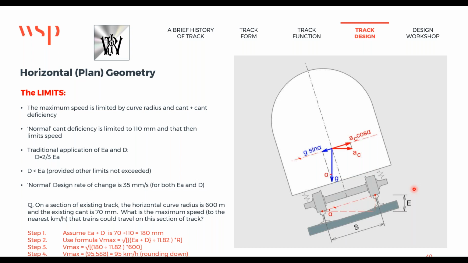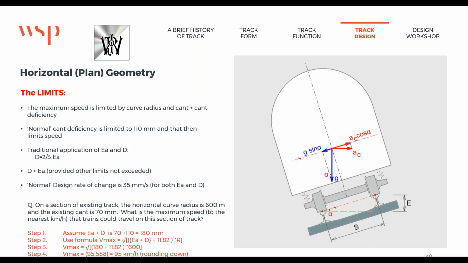Now, as I said, that wouldn't be a very comfortable ride because you've got a higher value of D than EA. And D is normally less than EA. So your D is normally less than the cant you provide. When D is more than EA, it's called a high cant deficiency curve. And as I said, there are reasons for applying that. It apparently controls RCF better.